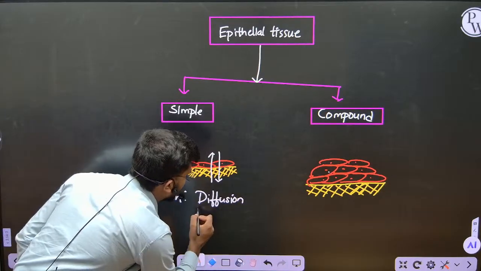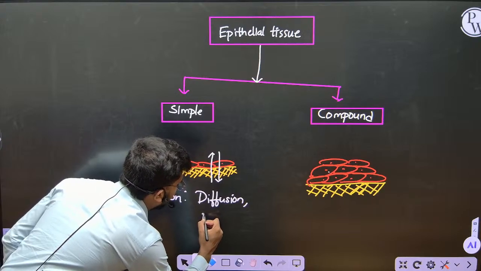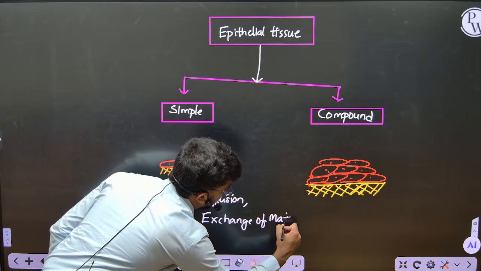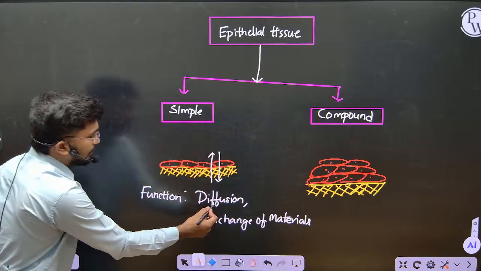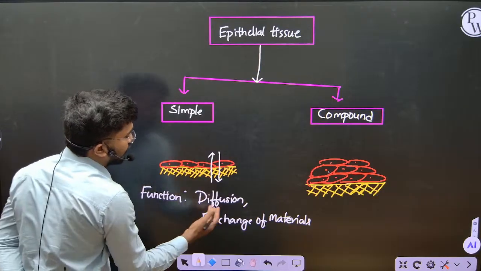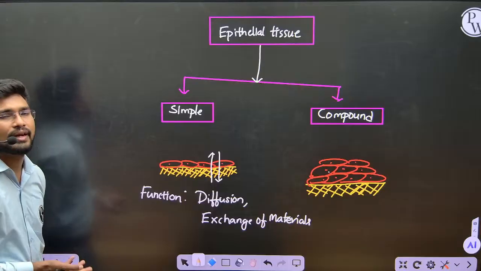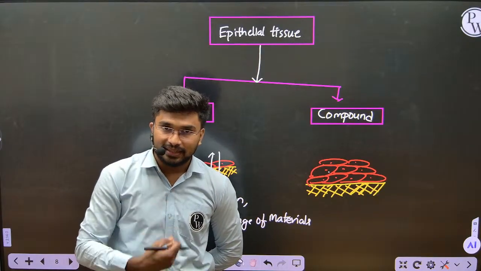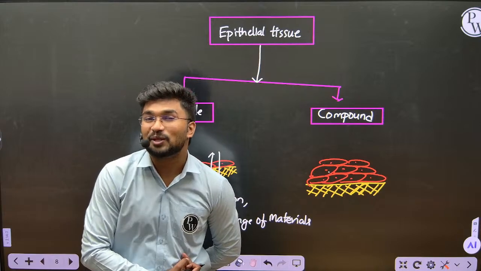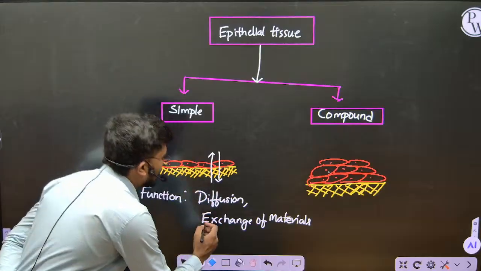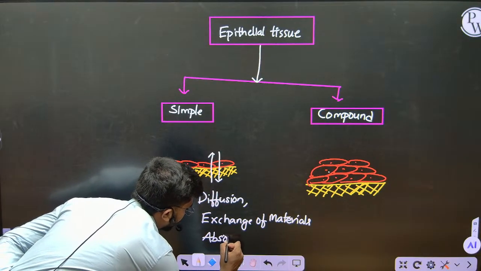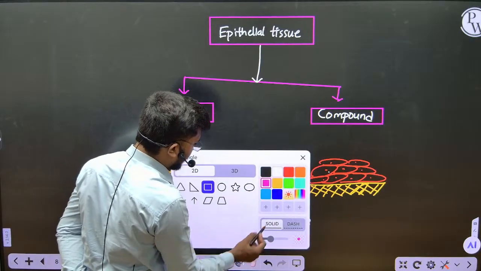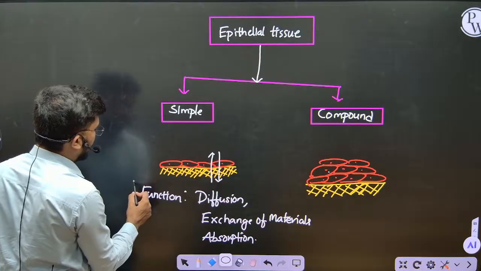They also help in exchange of materials. As it has a single layer, it also helps in exchange of gases, which also comes under exchange of materials. And if you take our intestine, once food is digested, the digested food will be absorbed into the small intestine. So it also helps in absorption. Are we clear with this? So these are the functions of simple epithelium.